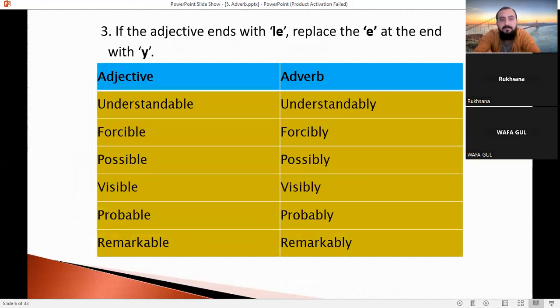Then we have rule number three. Mr. Fat, you read it. If the adjective ends with le, replace the e at the end with y, like understandable, understandably, forcible, forcibly, possible, possibly, visible, visibly, probable, probably, remarkable, remarkably. So there are some adjectives that end with le. To turn them into adverbs of manner, you have to remove e and add y simply. Forcibly, visibly, probably, remarkably, right?